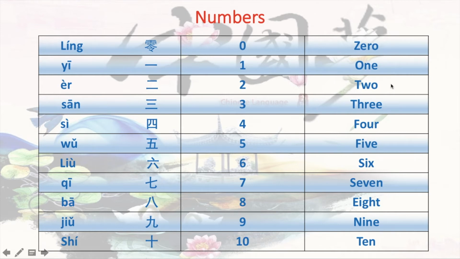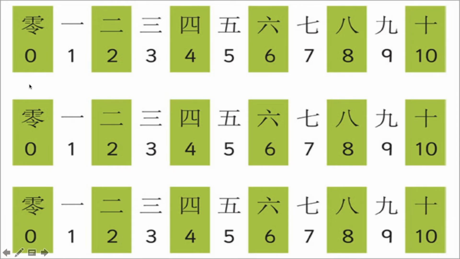So ling means 0. Yi means 1. Er means 2. San means 3. Si means 4. Wu means 5. Liu means 6. Qi means 7. Ba means 8. Jiu means 9. Shi means 10. So now, quiz time. I will give you 3 seconds for each character, and you will say which character this is.